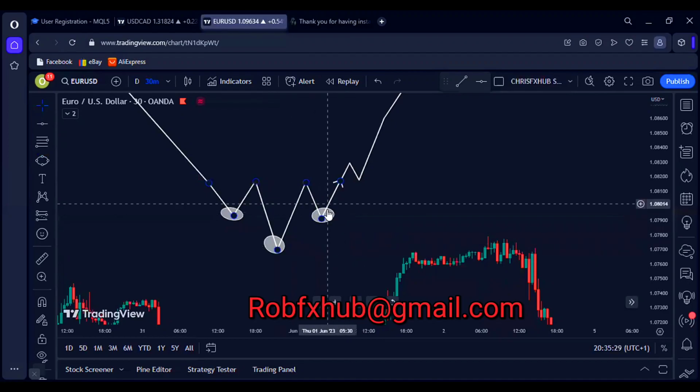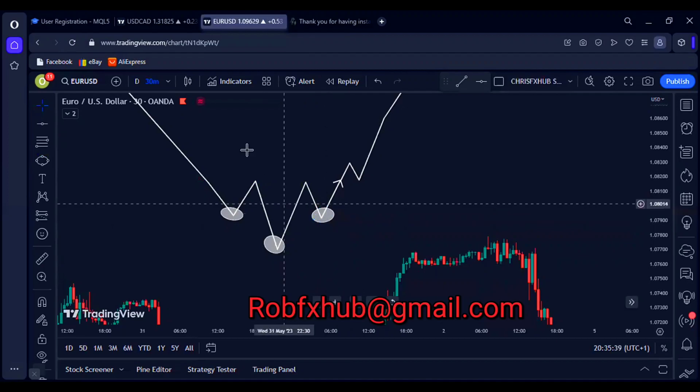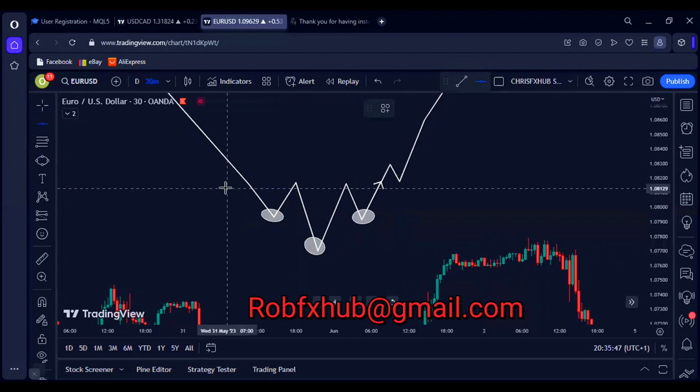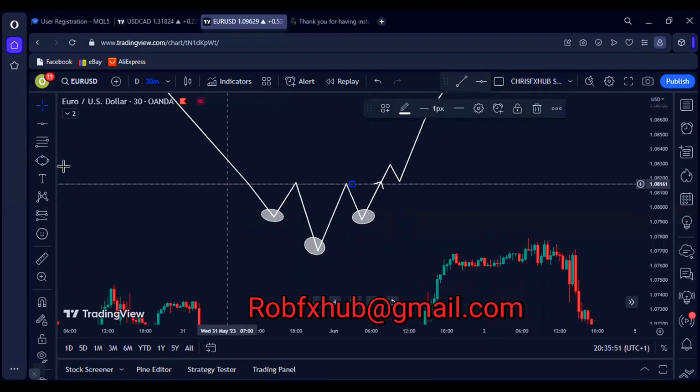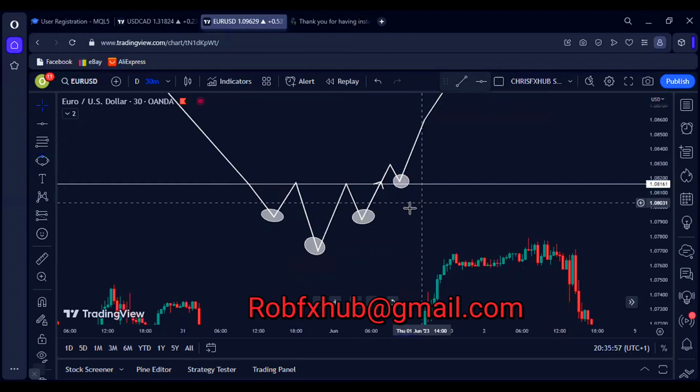When the second neckline forms, it's also not wise to enter. I'll tell us why. The best place to enter is at the break of this structure and the retest. That's the best place to enter, at the break of this structure and the retest.